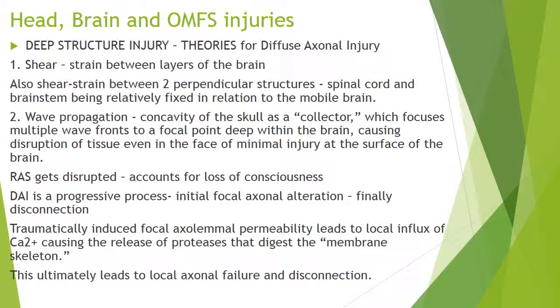Diffuse axonal injury is a progressive process in which initially there is a focal axonal alteration, finally leading to a disconnection. Now, when there is a traumatically induced focal axolemmal permeability, there is an increased influx of calcium into the axon. This releases the proteases that digest the membrane skeleton. And once this happens, this leads to local axonal failure and disconnection. So this explains the deep structure injury and the theories which go around explaining diffuse axonal injury.